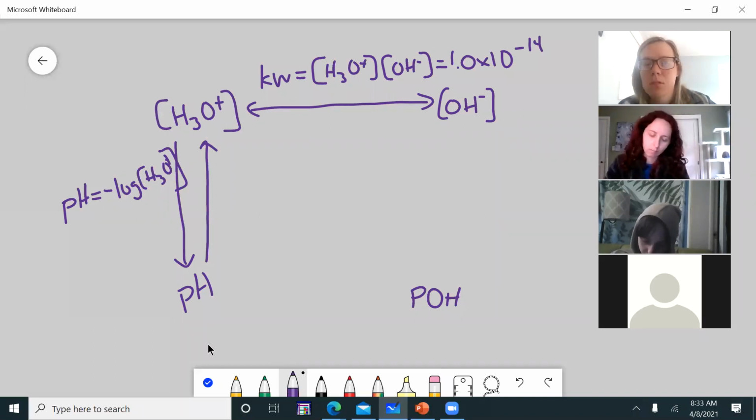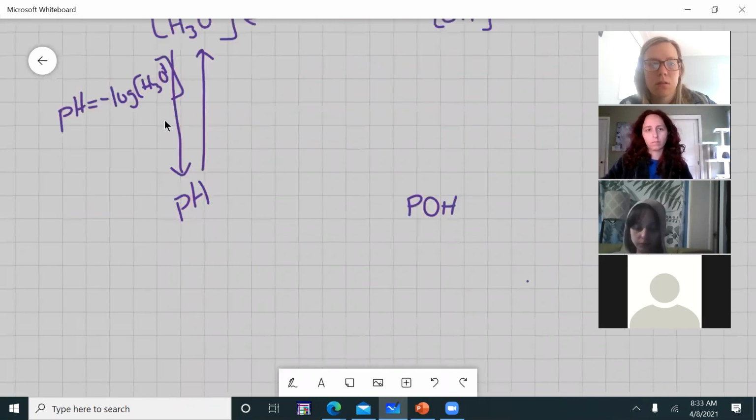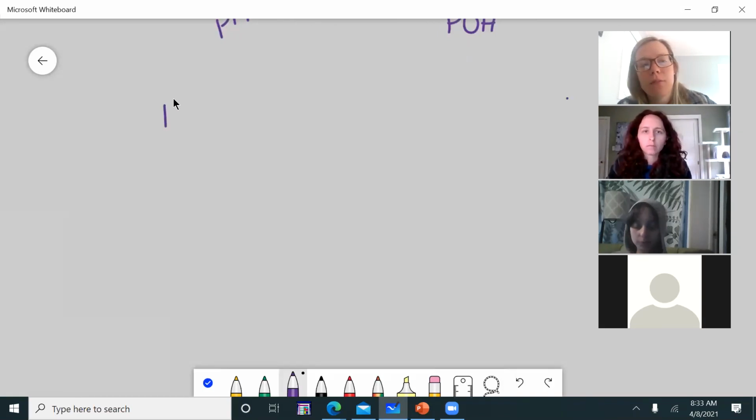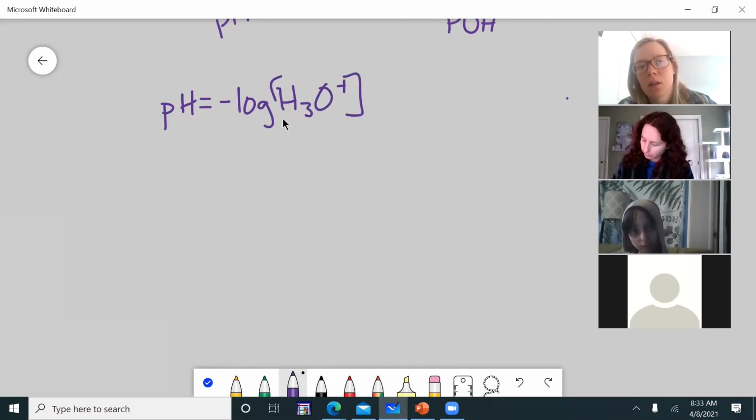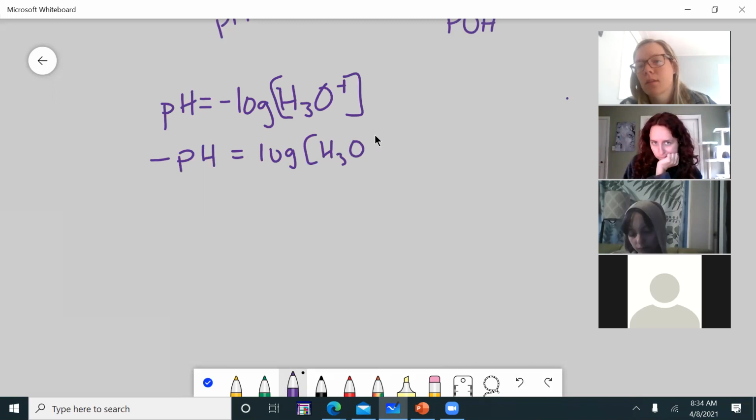I'm going to turn this equation inside out. Actually, I'll just show you for my math people who like to derive things. So what is the opposite of this equation? If I have pH equals the negative log of the H3O+ concentration, and I want to get H3O+ isolated instead of pH isolated, I need to undo or invert the equation. So the first thing I'm going to do is move the negative over. So negative pH equals the log of H3O+.